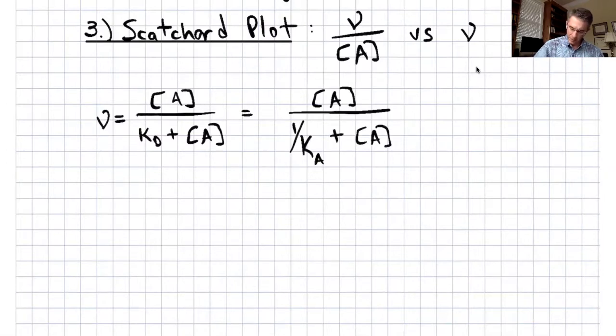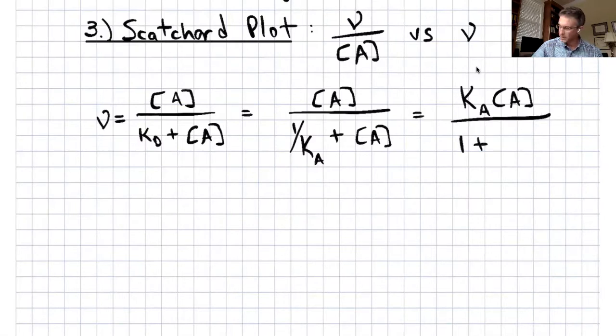which, if I now multiply that through, turns into something like this. The degree of binding is now equal to the association constant times the concentration of A over 1 plus the association constant times the concentration of A. Okay, that's great, right? And you can plot this out, and you're going to get a hyperbola, just like we got before.